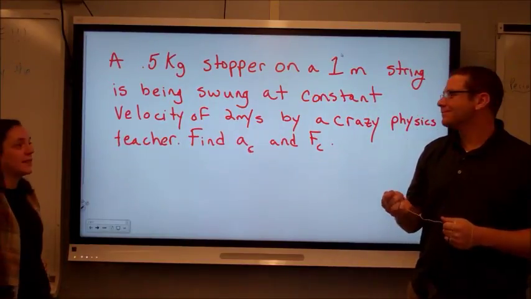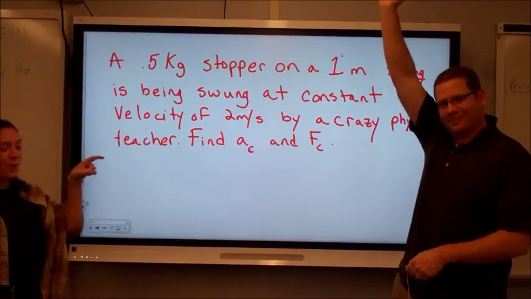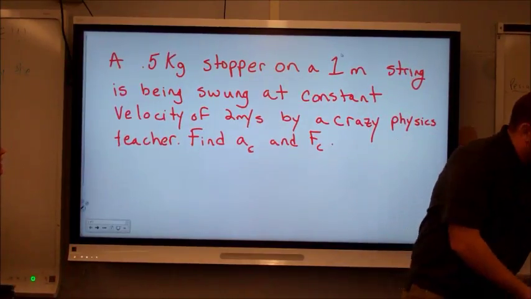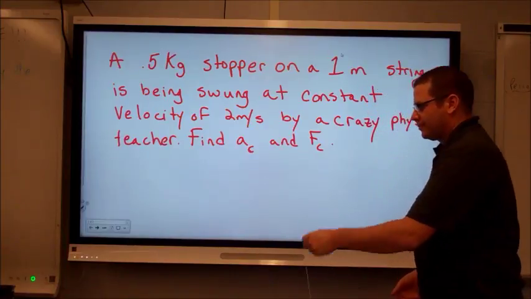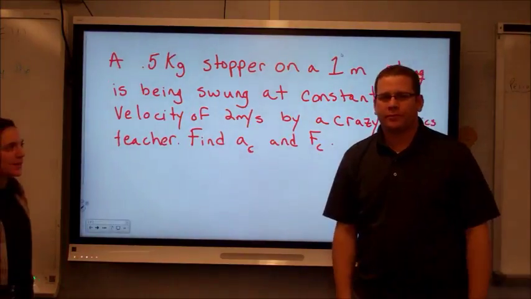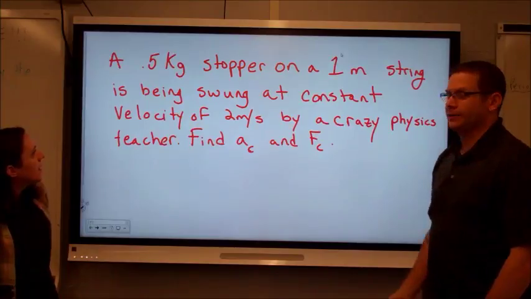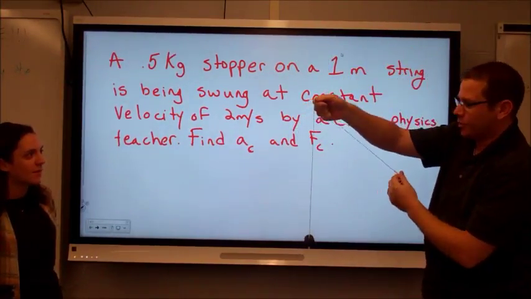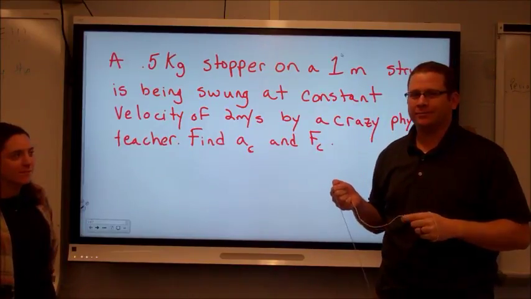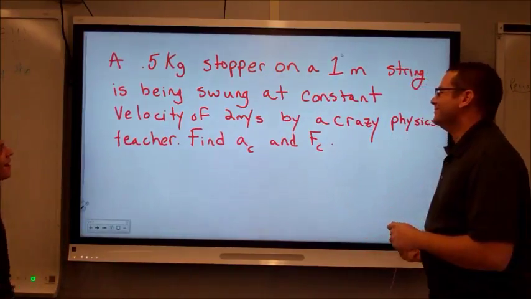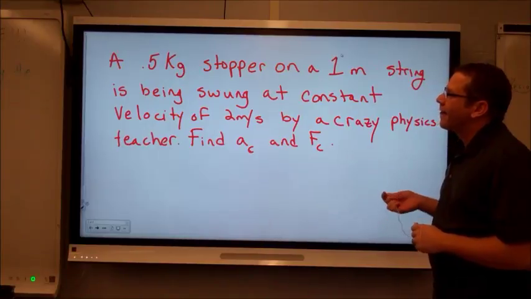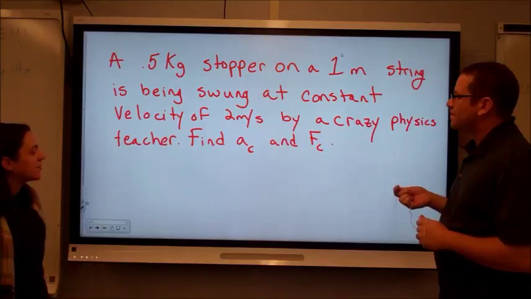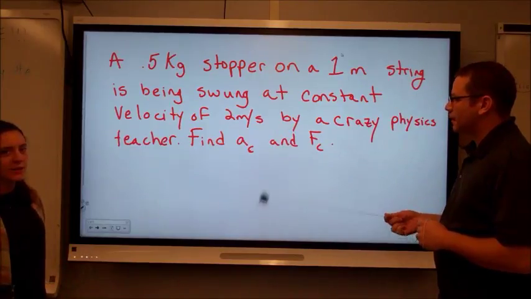So we have a crazy physics teacher in this room right now, only one, and he is swinging a 0.5 kilogram stopper on a 1 meter string, but he's too close to the board to actually do it at 1 meter. Yes, that's true. I actually don't even know the length of the string. It's probably more than 1 meter, but I'll swing it a little shorter than that just so I don't hit the board. Yeah, that's what you're trying to avoid hitting. And it is being swung at a velocity of 2 meters per second by our crazy physics teacher. And our goal is to find our centripetal acceleration and our centripetal force.